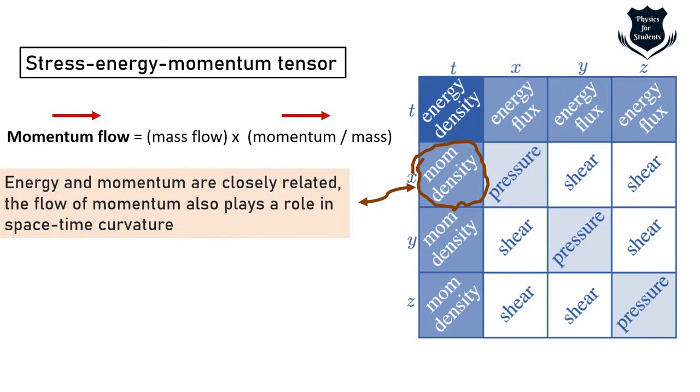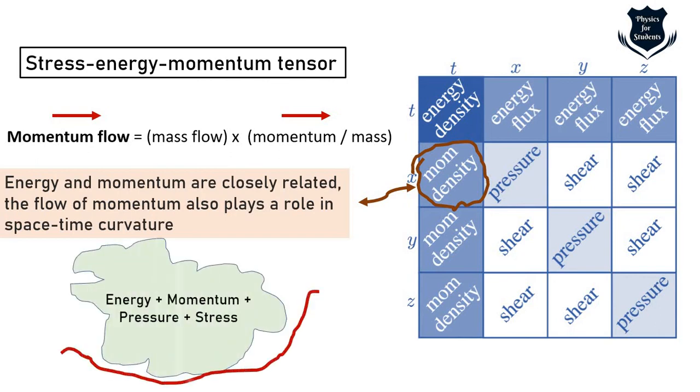We are left with momentum density. I have just given a basic equation from the liquid flow, that momentum flow equals mass flow times momentum or mass. So energy and momentum are closely related. So that is why it gives rise to the space-time curvature. So when gravity is non-negligible, the divergence of the stress energy momentum vanishes.